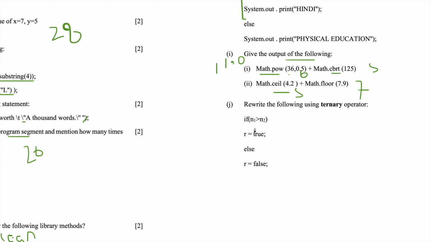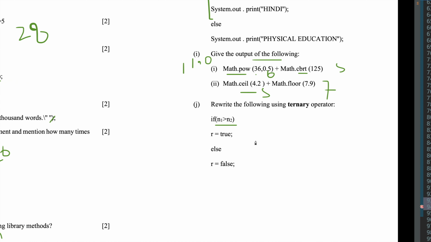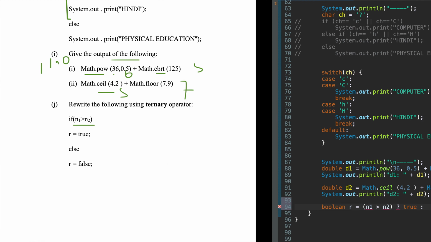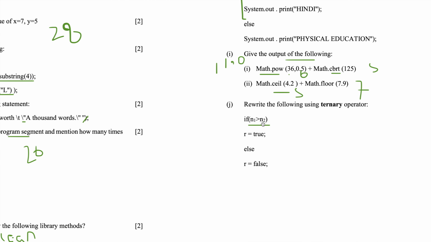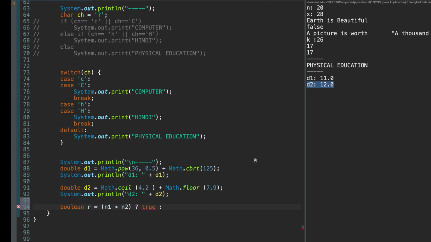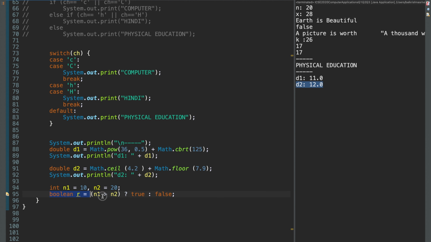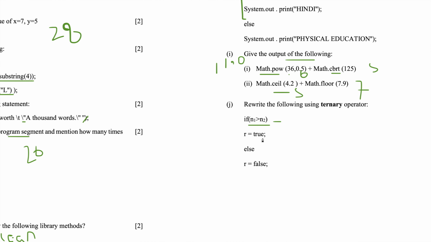So if this condition is true, r is true. So if this condition is true, I return the value true. If this condition is false, I return the value false. So I have to define n1 and n2 so that it compiles. n1 is say 10, n2 is say 20. So this is the code that uses the ternary operator for this if else.